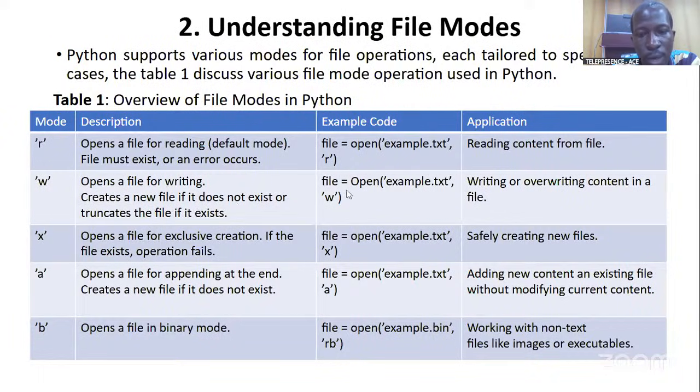So that's it. So how to do that? You open the file and then you add that keyword, comma, that W. So writing or overwriting content in a file.